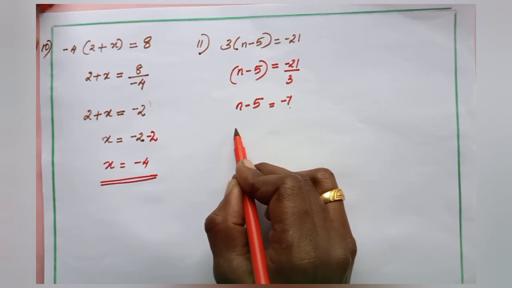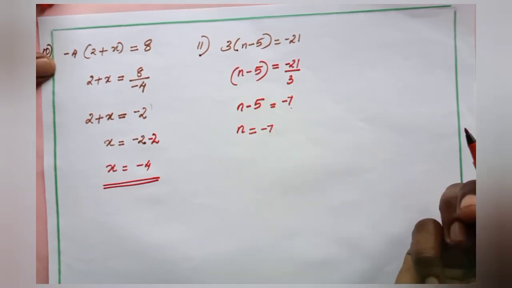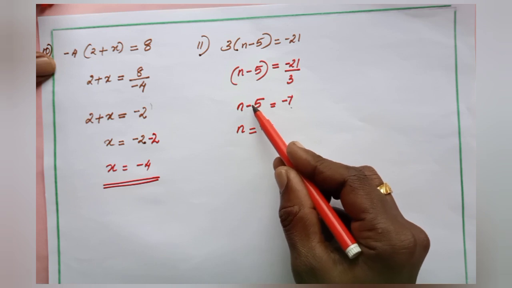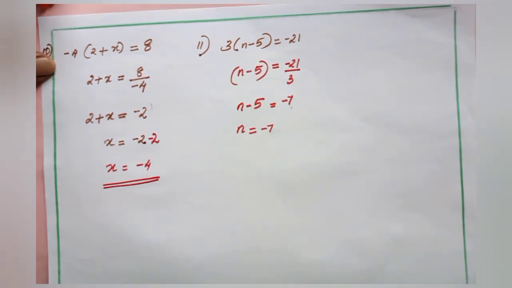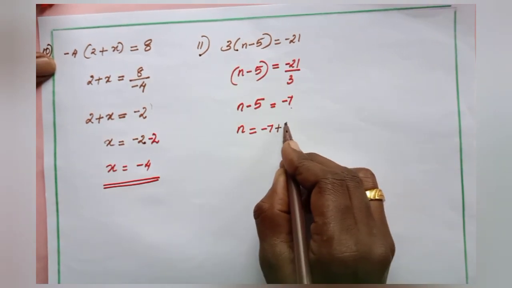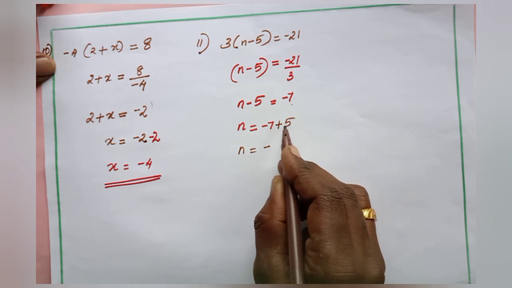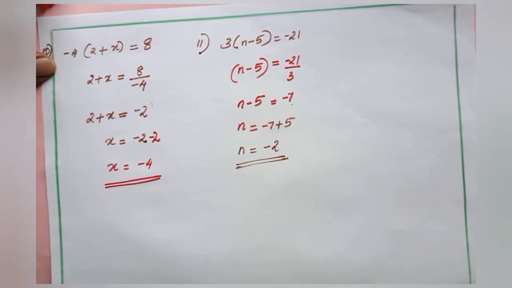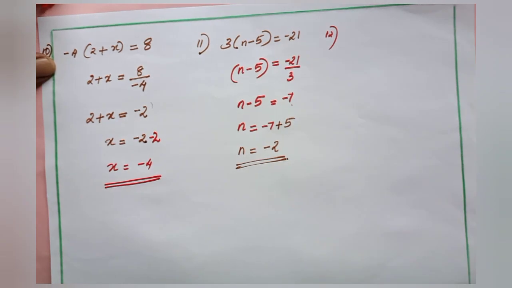Then find the value of n. Minus 7 is here on the right side. Then take this minus 5 to the right side, it changes into positive 5. So we get n equal to negative 7 plus 5, which is negative 2. Okay. One more question, listen. Question number 12.